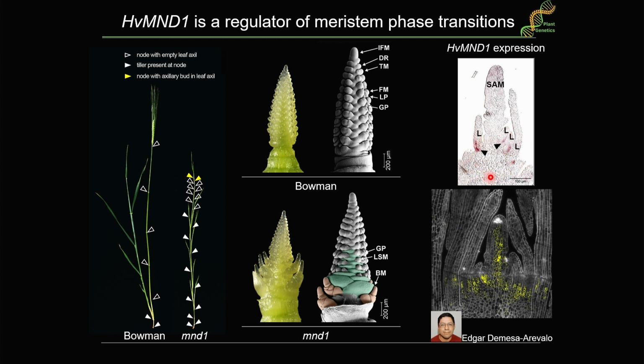We also looked at the expression of the gene, and we found that it is expressed in young developing leaves. And now recently, we also found through molecular cartography data that the gene is expressed in the shoot apical meristem itself. So it really is expressed there where it is necessary to repress the formation of this vegetative growth. And this data is from my colleague Edgar de Mesa Arevalo. He has also a poster, and this is really great work, so please go and check this out.